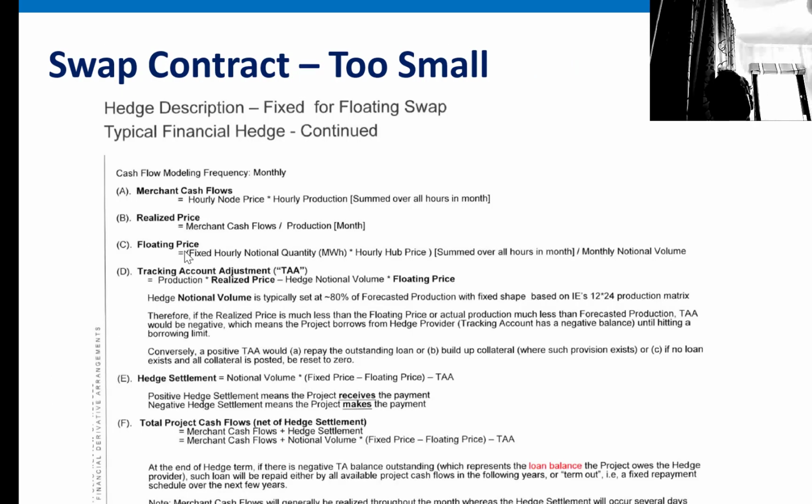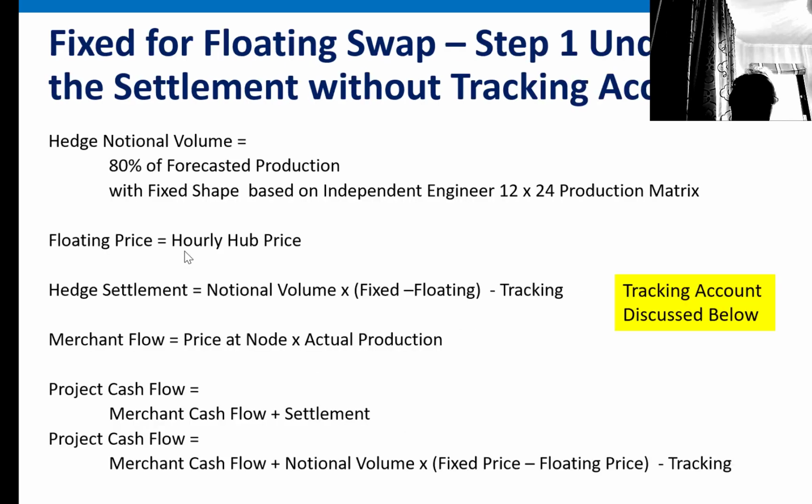Now let's use a swap contract. This is way too small. We can't see it. So here's how a swap contract works if you really look at it carefully. They use 80% of the forecasted production. Why do they use that? And then they say we use a fixed shape.